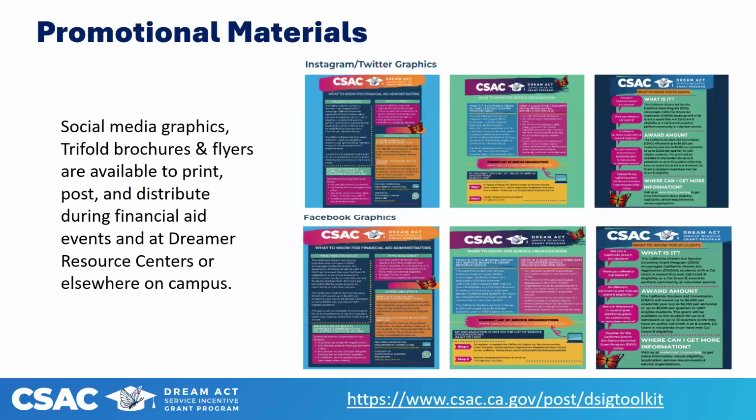And then this is what I was talking to you about, the promotional materials. There are trifold brochures and flyers available to post and distribute during financial aid events and at Dreamer resource centers or elsewhere on campus. These informational materials can be found at the URL on the screen. We've made everything easy and informational for you. We're giving you DSIG FAQs and any other questions they might need answered. It's all there for you to print and then just give out.